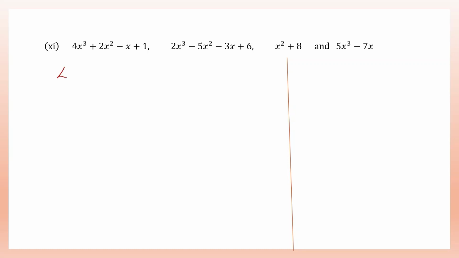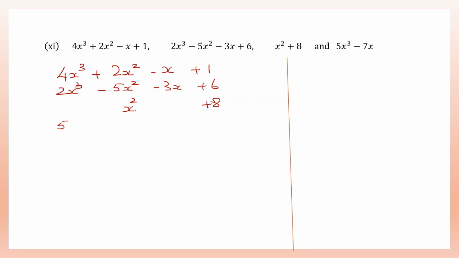Last one, 4x cubed plus 2x square minus x plus 1. 2x square minus 5, 2x cube minus 5x square minus 3x plus 6. Third expression is x square, so look out for that. X square plus 8. And the last one is 5x cubed. So we write it here, 5x cubed minus 7x.